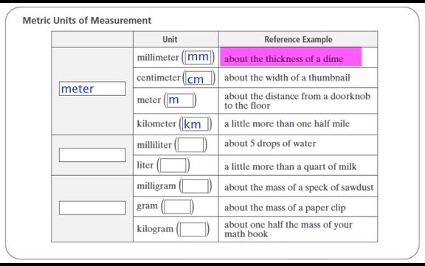A millimeter is about the thickness of a dime. A centimeter is about the width of your thumbnail. A meter is about the distance from a doorknob to the floor. And a kilometer is a little more than 1/2 mile.